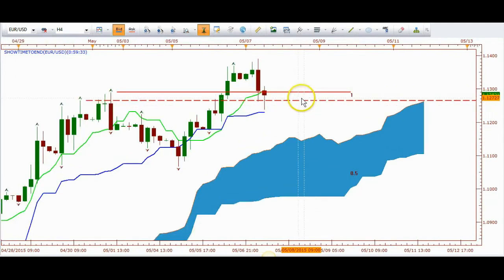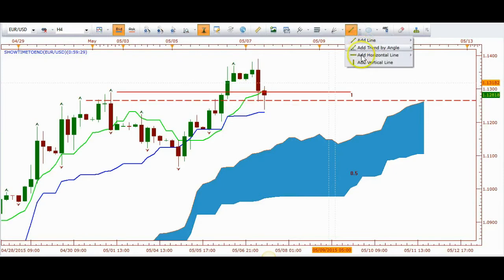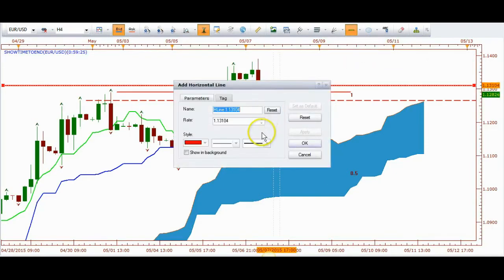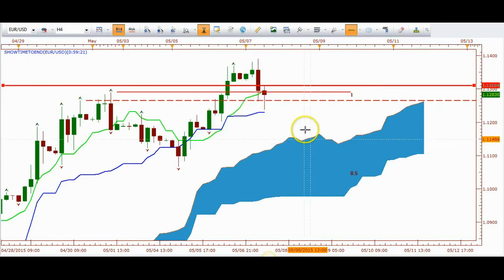Okay, so my first level that I'm looking at entering the market is going to be basically right above this candle here. We have to wait and see what this candle closes at. So I'll be about 1.13104, in that area. So you want to be just a little bit above that level.